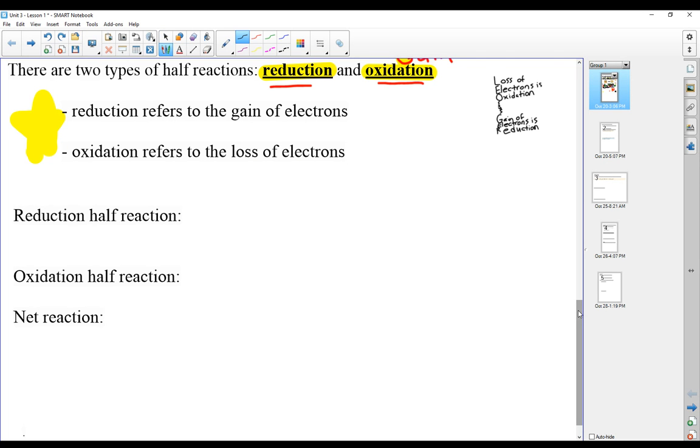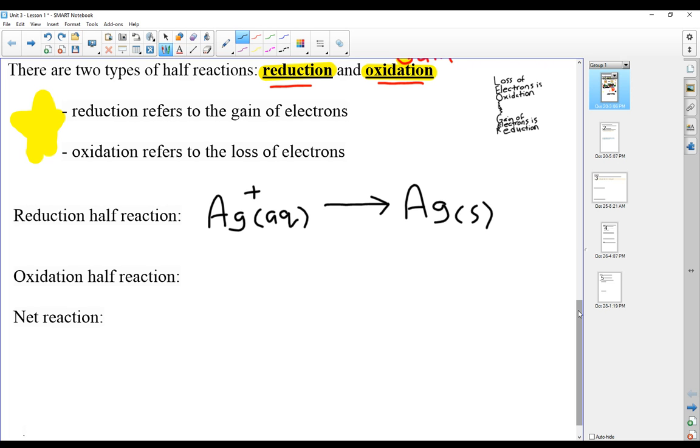So we're going to look at a reduction half reaction. So we're going to use the one from above. We are going to use silver. So for our reduction half reaction here, we have Ag plus, which is aqueous, and it is converted to Ag solid. These likely look familiar to some of the bonding unit that we covered in Chemistry 20.